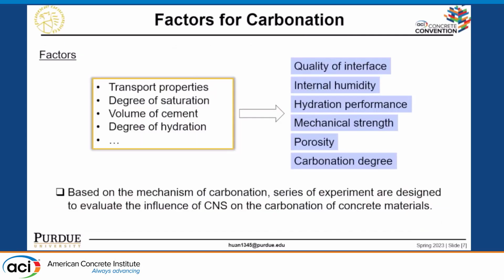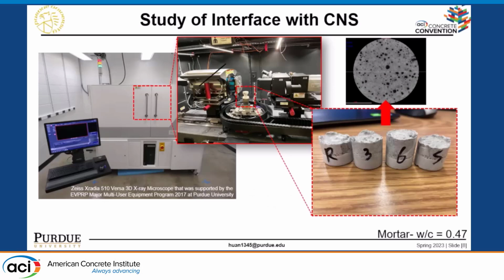The literature review also shows there are many different factors that can change the intensity of the carbonation process, for example, transport properties, degree of saturation, volume of cement, or the hydration degree. Based on that, we designed 6 different experiments as our preliminary investigation. I will start from the quality of the interface, which is very related to the transport property of the concrete material, since there are many interfaces in infill applications of concrete. What we did was design a double layer paste sample and do micro CT scanning.